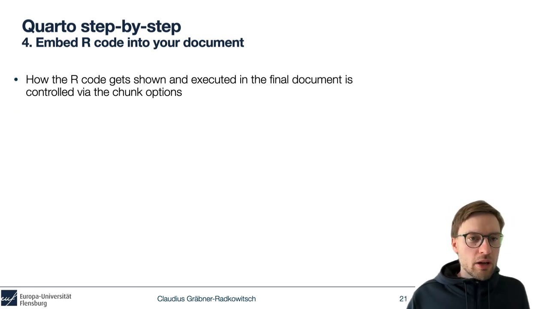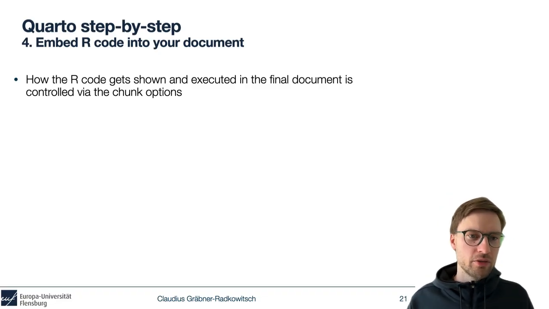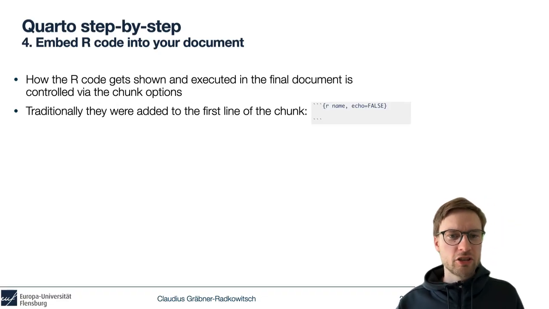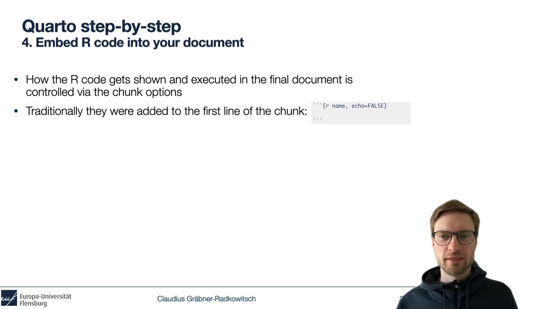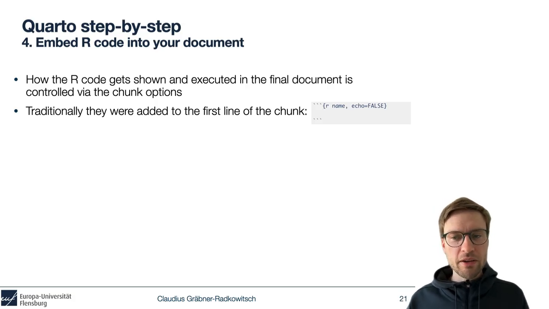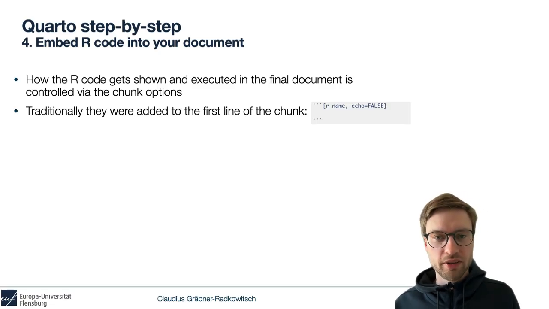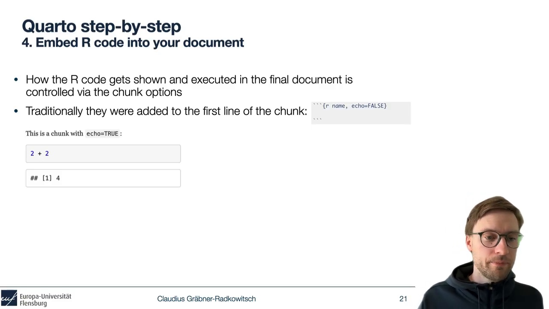If you want to control how the R code gets shown and executed when the final document is rendered, then you need to use the chunk options. Traditionally, these chunk options were added to the first line of the chunk within the curly brackets. So in this case here, the chunk has a name, and we have one additional chunk option, namely echo, and echo is set to the value false. This is here on the top.